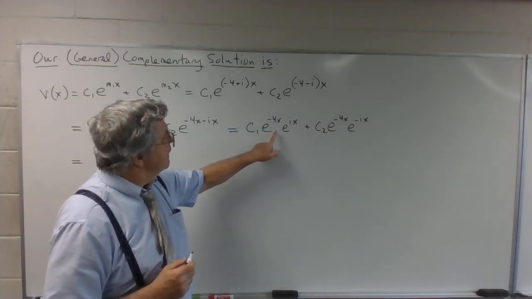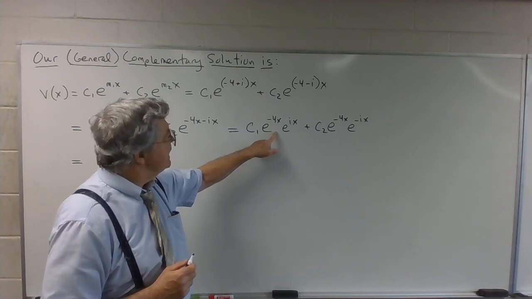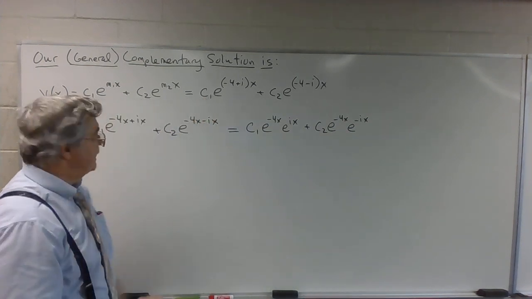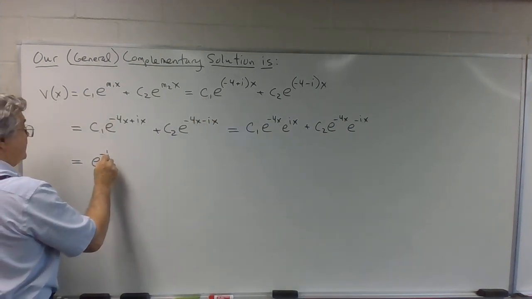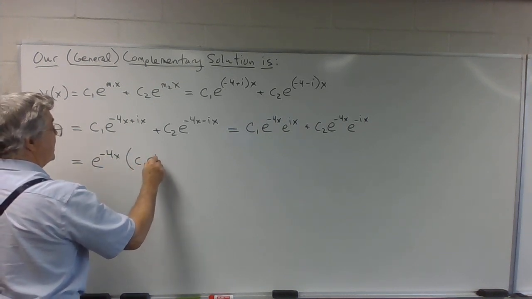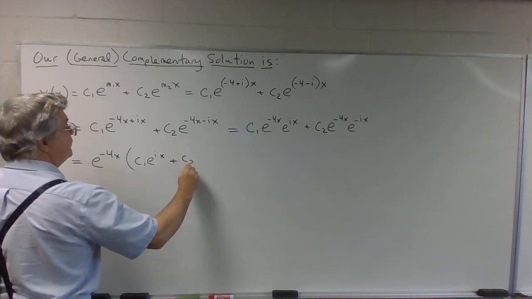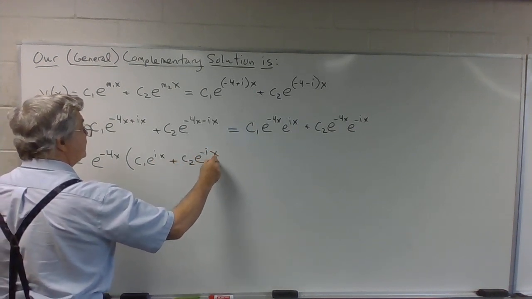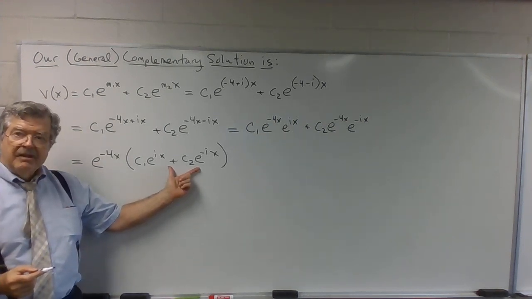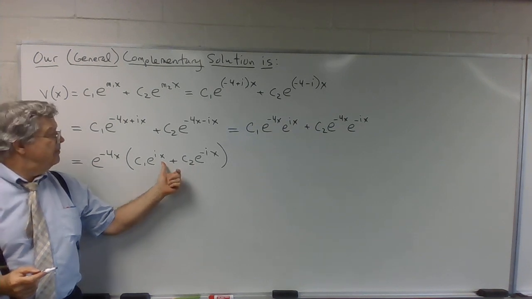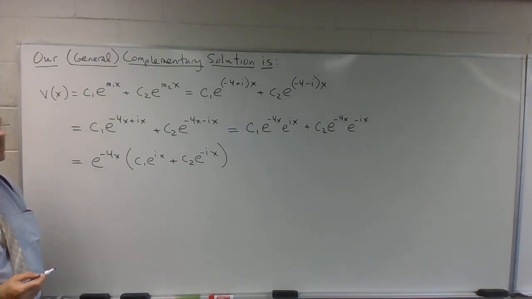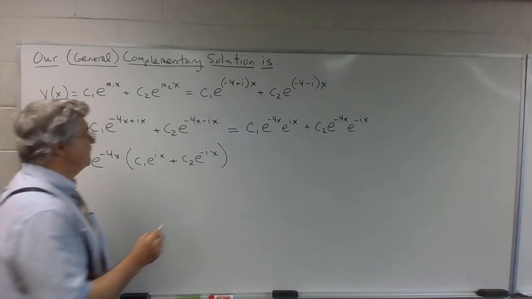I have a common factor here. E to the negative 4x is a factor of both terms. I'm going to factor it out. E to the negative 4x times C1 e to the ix plus C2 e to the negative ix. Oh, now we just have e to imaginary powers, ix and minus ix. We know how to deal with this.